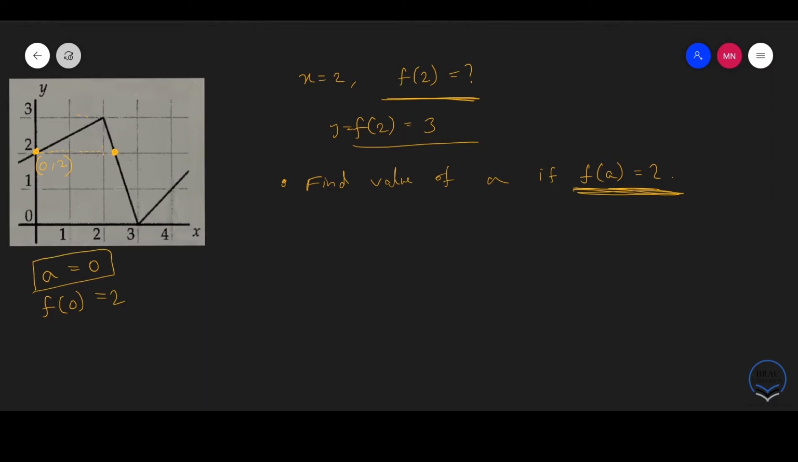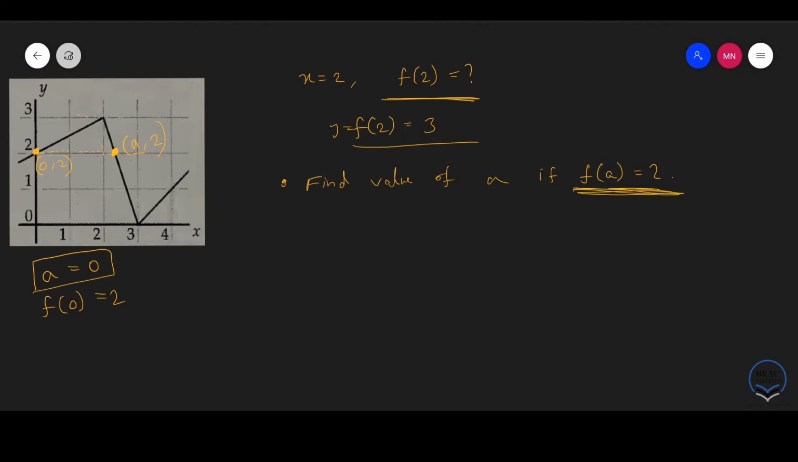But for the other point over here, for some value of a, let's say our x coordinate here is a, and our y coordinate is 2. Now it isn't straightforward to find out the value of a just by looking at this graph. So what we can do is see that this coordinate lies on this straight line that is negatively sloped. So the gradient of this line is negative.